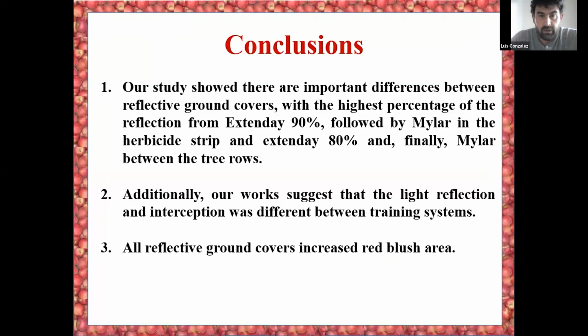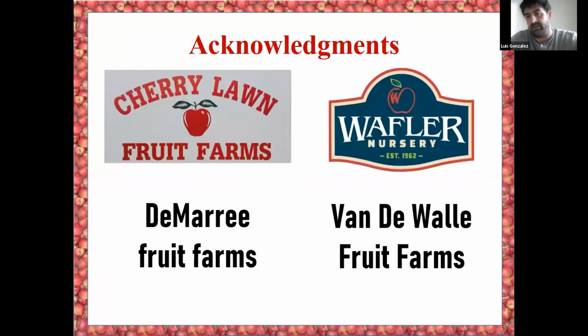And the conclusions of this study: our studies show there are important differences between reflective ground covers, with higher percentage of reflection from extended, followed by mylar in the herbicide strip, and extended at 80%, and finally mylar between the rows. Additionally, our study suggests that light reflection and interception were different between training systems, and all reflective ground covers increased the red blush area.